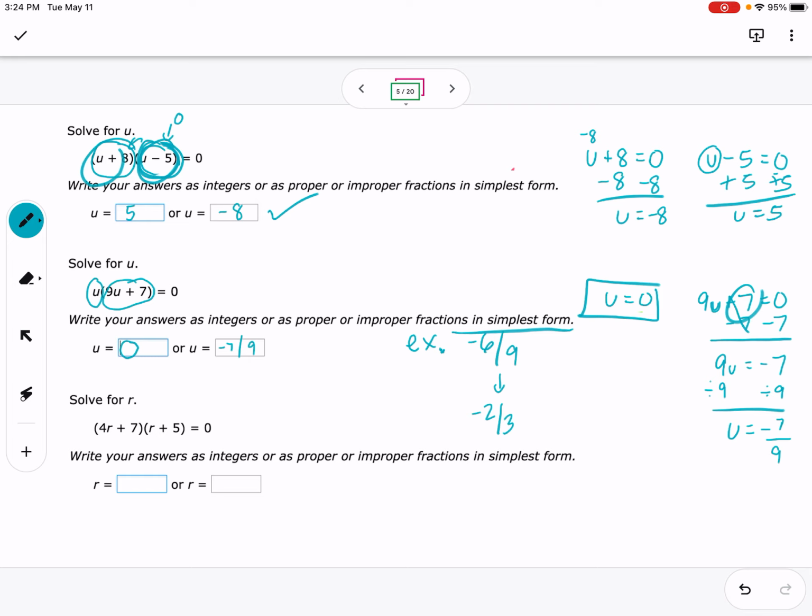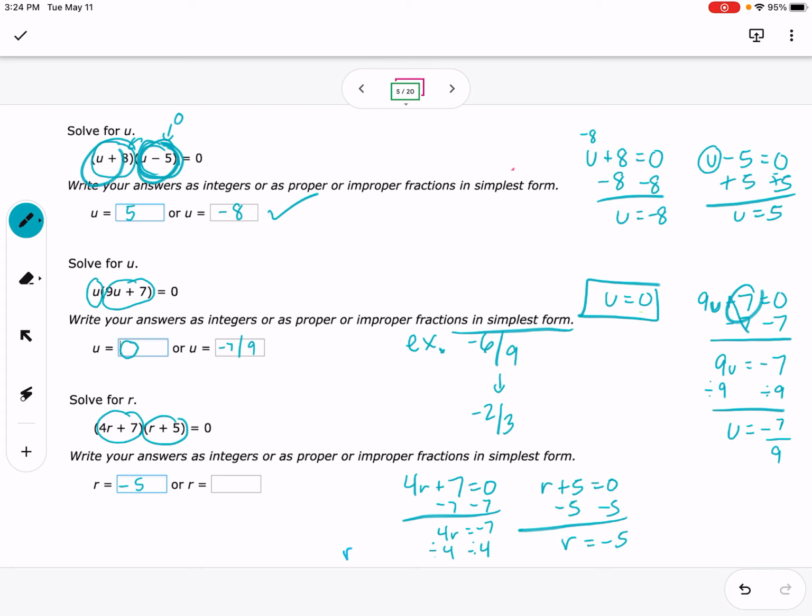And then one more last example. Either this is 0 or this is 0. So 4r plus 7 equals 0 or r plus 5 equals 0. In this case, I'm going to start with the simpler one. Subtract 5 from both sides. I get negative 5. That's one of my answers. And here I subtract 7. 4r equals negative 7. I'm going to divide by 4.